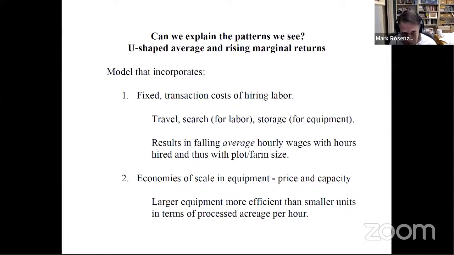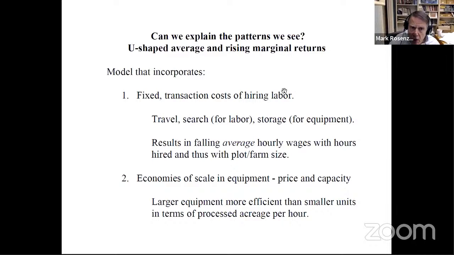We're going to do that by specifying a model, and the model is going to incorporate two features. First, transaction costs of hiring labor, those are travel and search costs. We're going to show you that this results in falling average hourly wages with hours hired, and thus with plot or farm size. And secondly, we're going to build into the model economies of scale in equipment, both in terms of price and capacity. And the key part will be the capacity of machines.